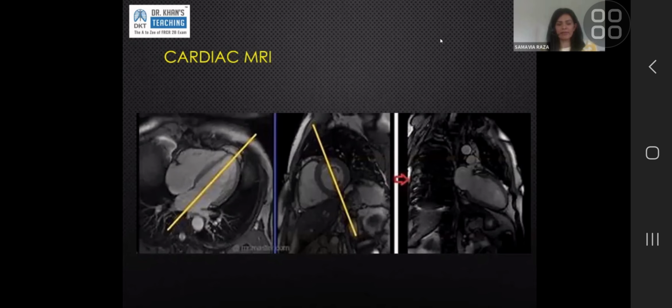So it is a complex scan. It is not a requirement for everybody finishing their training to be able to interpret a cardiac MR. It is an extremely specialist investigation. But not just from the exam point of view, but for general knowledge sake, as a radiologist, you should be able to explain when somebody would need a cardiac MR and when it doesn't make sense to request one.